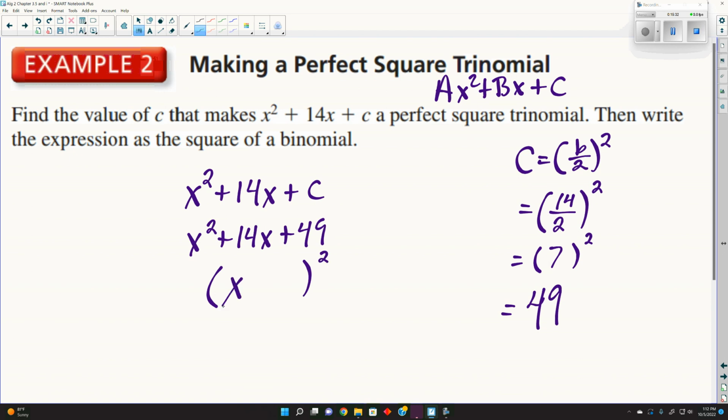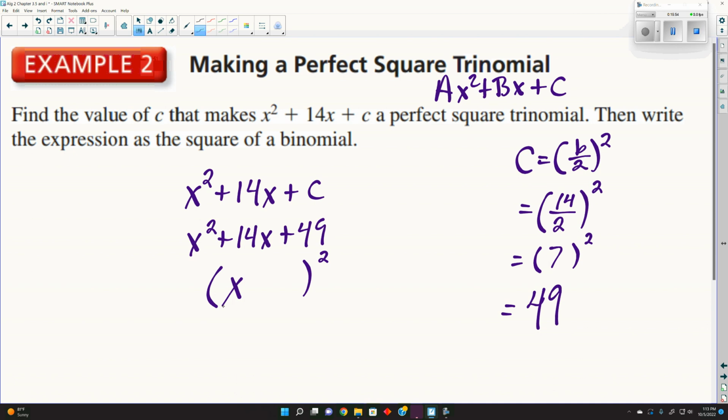Now the first term is going to be x inside those parentheses. It's not always going to be x, because if instead of x squared plus 14x plus 49, we had y squared plus 14y plus 49, we wouldn't put x, we would put y. It just depends on what the variable is. Doesn't change anything, it just changes how it looks.